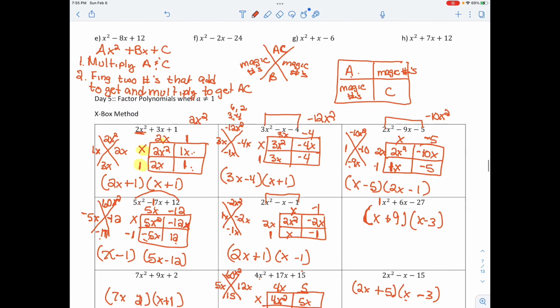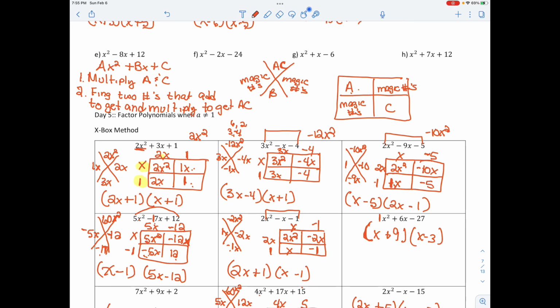Okay, boys and girls, so those are how you factor. So remember, you want to do an x. You put AC at the top, B at the bottom, and find your magic numbers. And then in your box, you're going to put A in the top left, C in the bottom right, and put your magic numbers diagonally. And then factor out the GCF, factor out the GCF, factor the GCF, factor the GCF, and those are your factors.